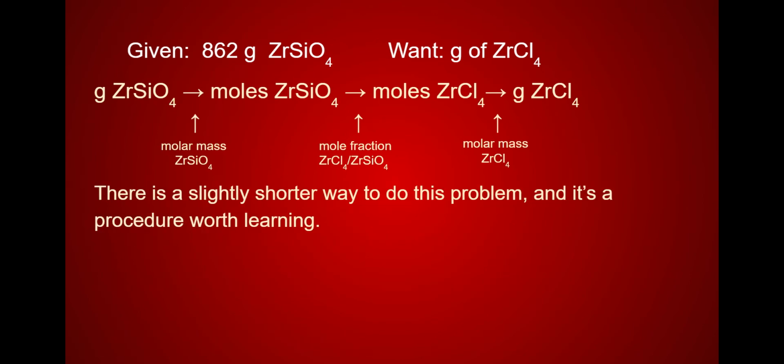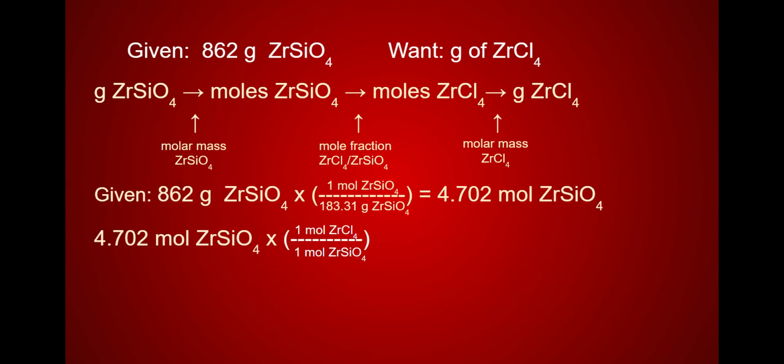Now, there's a slightly shorter way to do this problem, and it's a procedure worth learning because if you go on and do anything in chemistry, an awful lot of teachers and students and everybody else will set it up this way. So, notice after we'd finished our first conversion and we got moles of zirconium-4 orthosilicate, we took the number we got out of that first calculation and we then put that on the second line and multiplied by our next conversion factor.